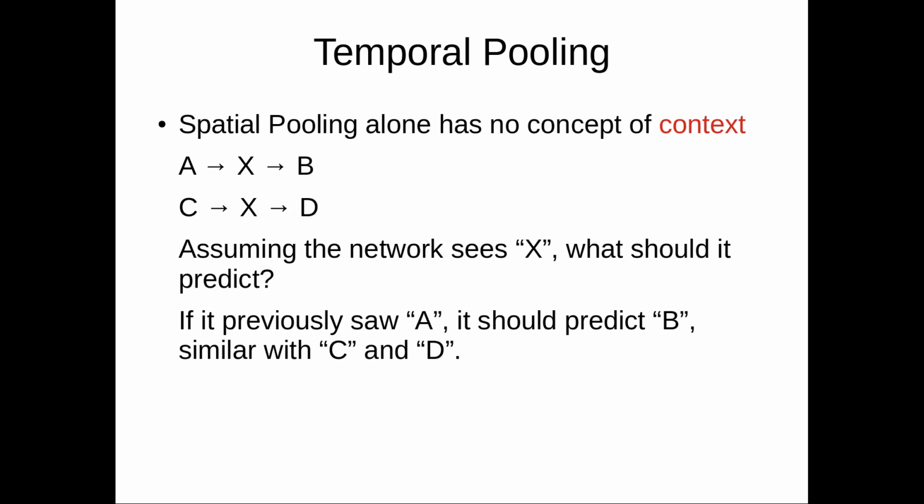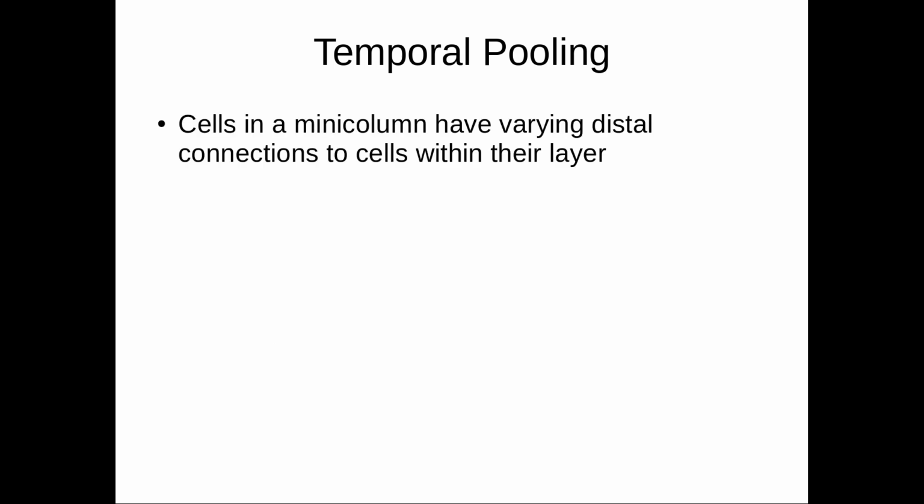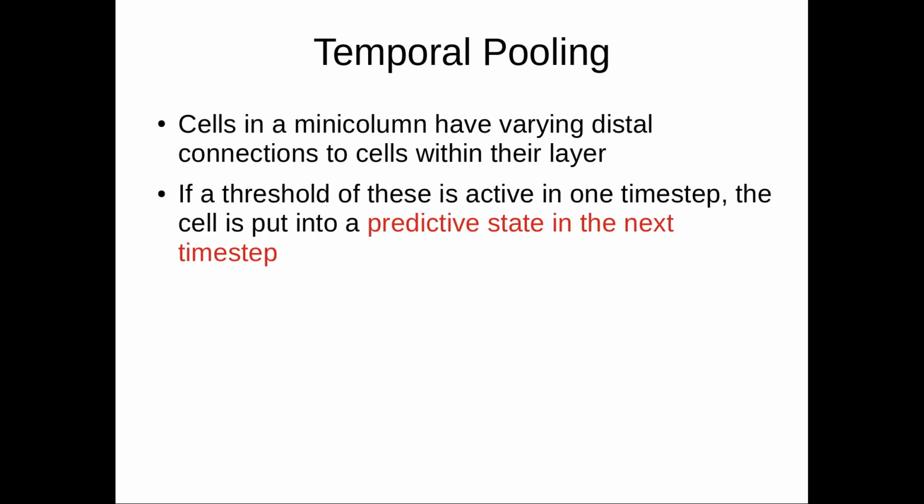So how is this done? So all these cells have these distal connections. At any given time step, if a certain threshold of those cells that it has a distal connection to are active, the cell is set to a predictive state. Now, this is a very core part of HTM theory, and there's quite a lot of evidence something like this is also going on in the actual brain.